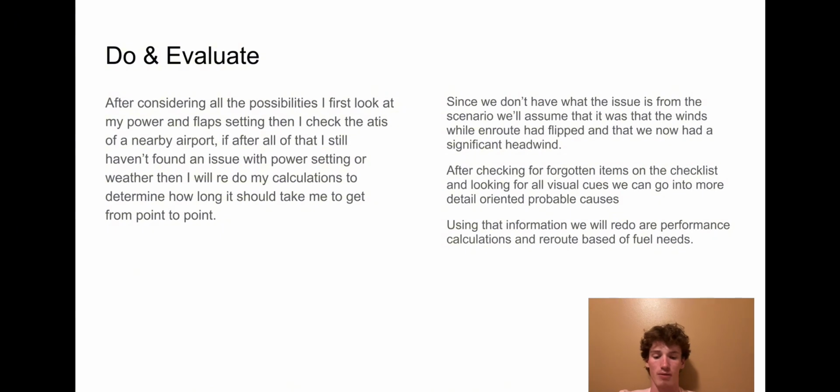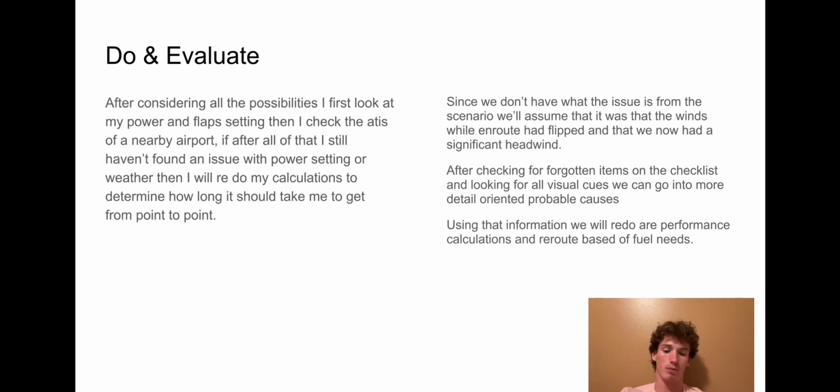Based off of that, some of the things we have to be concerned with are that our performance calculations might be off, as in it's going to take us a lot longer to get there because we're going, let's say, 20 knots slower than we anticipated. We thought we were going to have a 10 knot tailwind, but we have a 10 knot headwind. That's a change of 20, so we're going 20 knots slower. Our fuel calculations could be off.